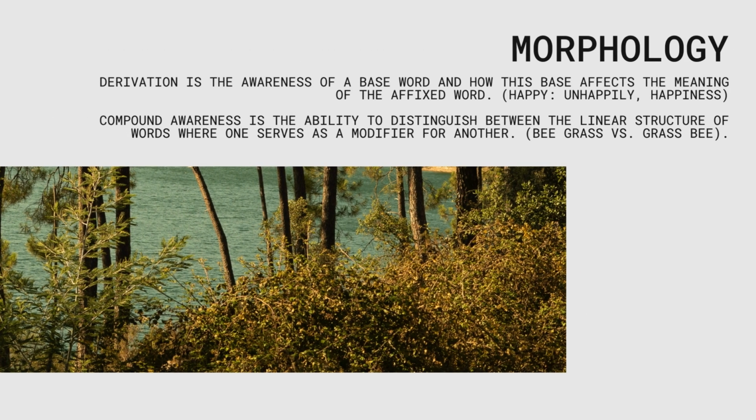Morphology has 2 basic components, derivation and compound awareness. Derivation is the awareness of a base word and how this base affects the meaning of the affixes that are applied. For example, happy is a base word, and unhappily and happiness are derivations. Compound awareness is the ability to distinguish between linear structure of words where one serves as a modifier for another. For example, bee grass versus a grass bee.